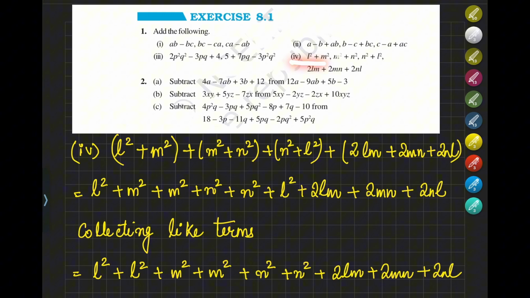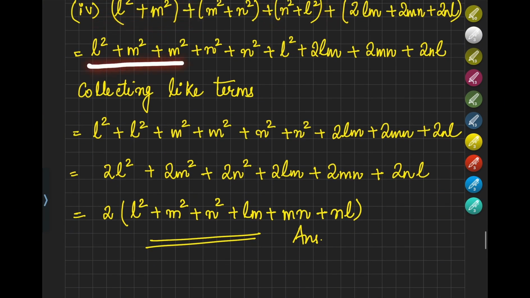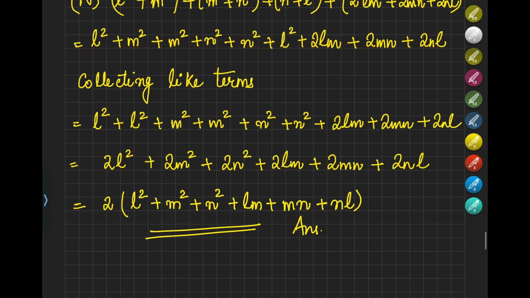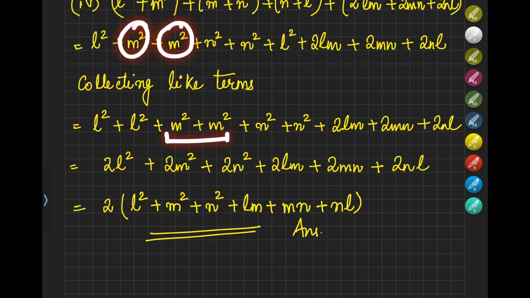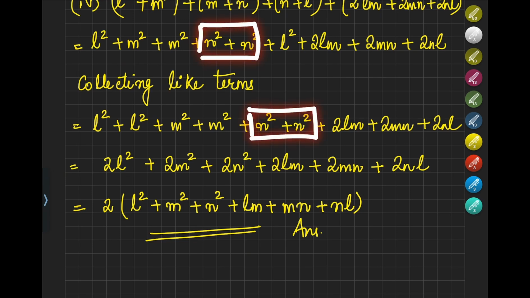The fourth part of question number 1 is L square m square n square L square and 2lm 2mn plus 2nl. So we have written all the expression with a plus sign, and then we open the brackets. After opening the brackets, now we have to collect the like terms. We see that there is L square here, so written together. Then we see that we have m square written together, and also we have n square and n square, which is also written together.